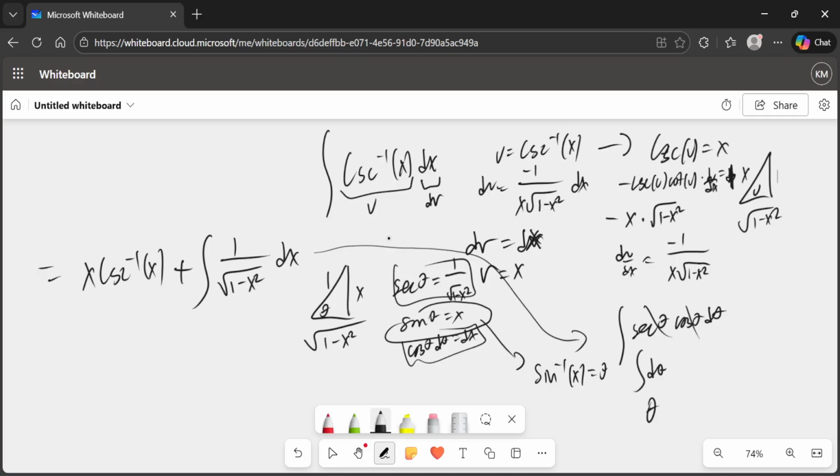And why do we use a capital S here? Because we can plug in any x we want here, and there will be an answer, just within our restricted domain. So that's why we can capitalize this safely. Sine inverse x equals theta. So here it's just sine inverse x.